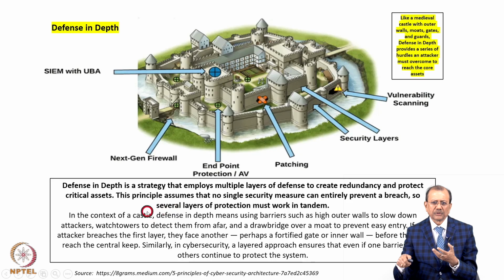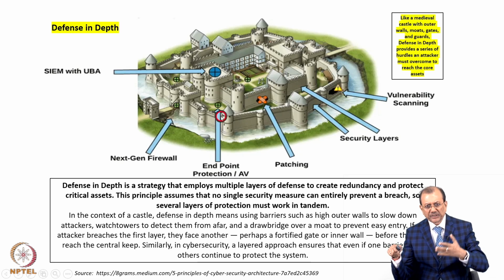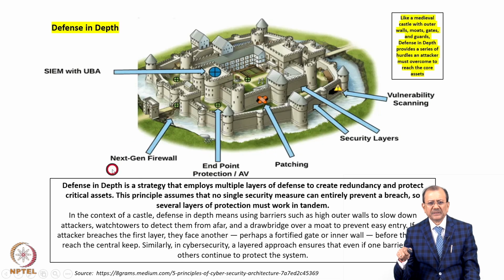If you see the good castles, you will find different layers of security in them. The king lives over here, but to reach this central court, there are various barriers. There are 3-4 layers of protection which you will find. So I have tried to map them to the protection or barriers which we require in software systems, like firewall, endpoint, patching, security layer. We have security layer and vulnerability scanning.